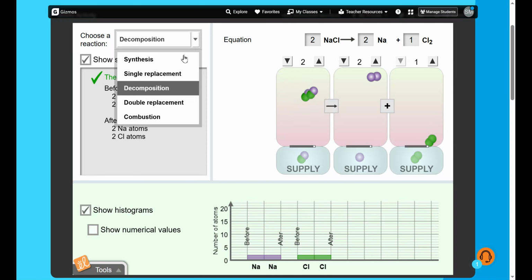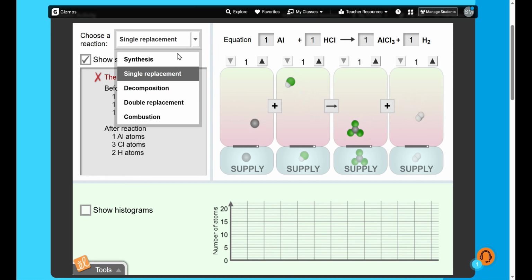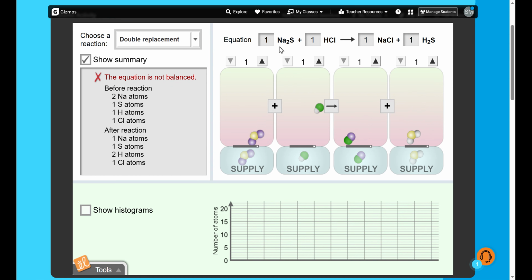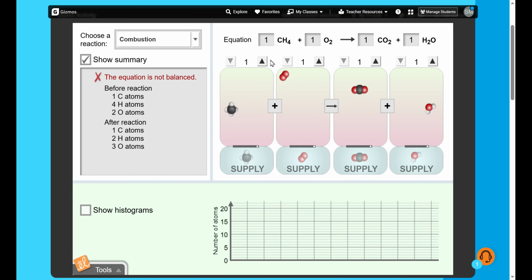The other reactions we can do are a single replacement, where you have an element and a molecule reacting to form another molecule and another element. We can have a double replacement, where we have molecule 1 plus molecule 2 yields molecule 3 and molecule 4. And lastly, there's the combustion reaction, where you're burning, in this case, CH4 methane with oxygen to produce carbon dioxide and water.